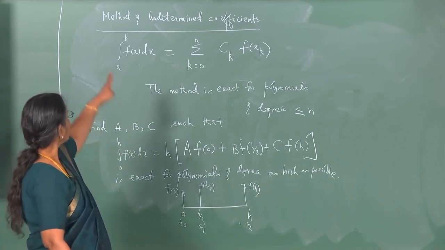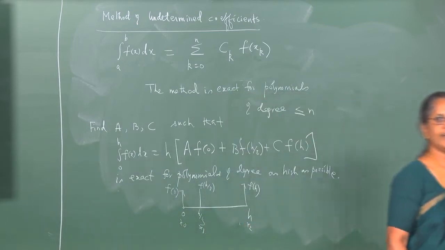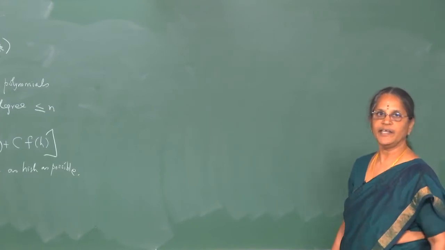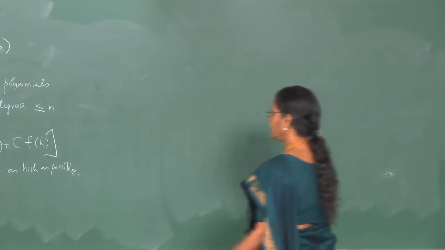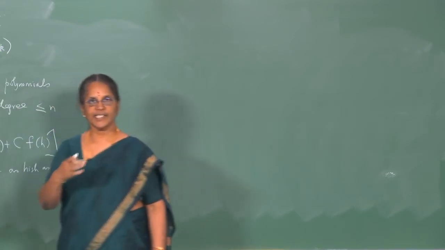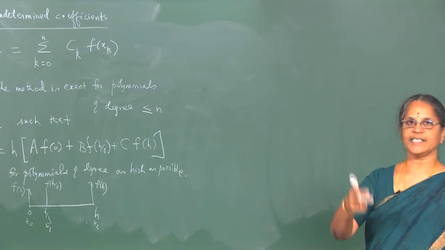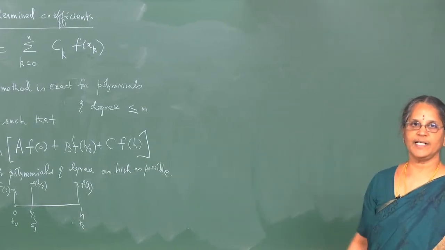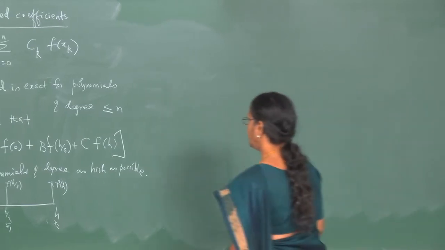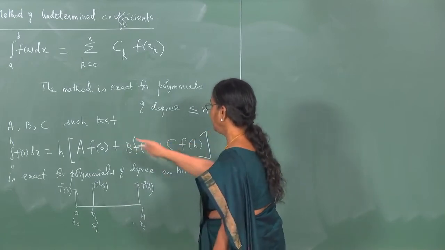So, this illustrates how the method of undetermined coefficients can be used to derive integration methods where the nodes need not be equally spaced. Of course, the method can be applied to the case where the nodes are equally spaced also, but in case the points are not equally spaced, then the method works well. So, let us obtain the constants.